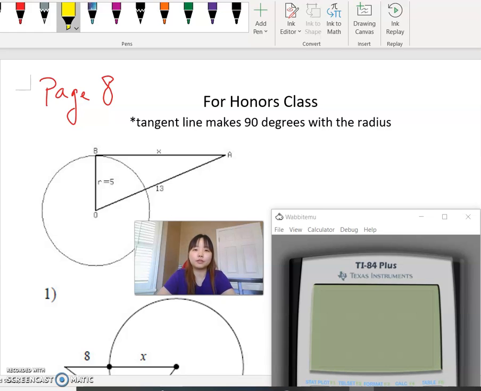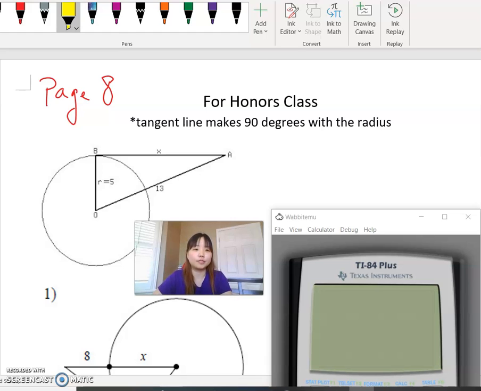So I'm going back to our light purple packet, page 8. If you want to pause the video and run and go get your packet, I'm waiting. Got it? All right, so if you go to page 8, I know it says for honors class only, and that's you. So we need to get through this together.